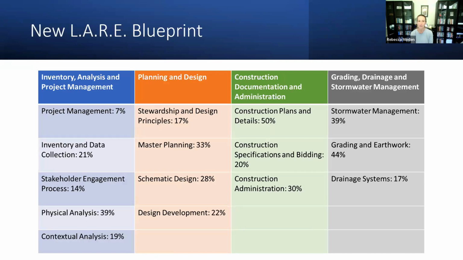But an easy transition is if you pass section B, as in boy, you have credit for section 2, which would still give you credit for inventory analysis and project management of the new blueprint. So it really depends on what sections, but I'm happy to talk through that with you individually.